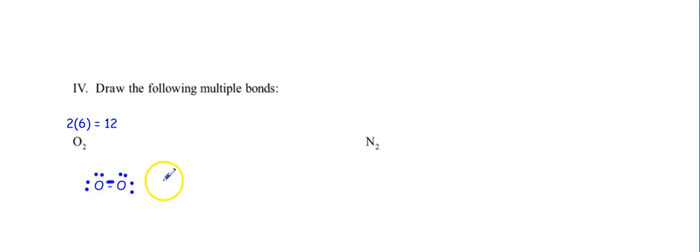How many does the right hand have? 2, 4, 6, 8. We're done. Okay, so you end up with a double bond. So if I were to do this again, it would look something like this. And then you have 2 sets of lone pairs on each.